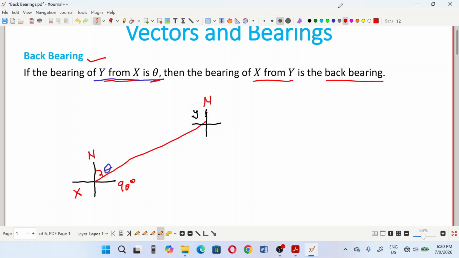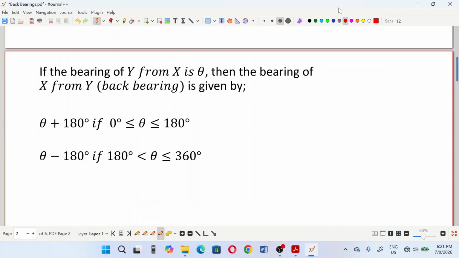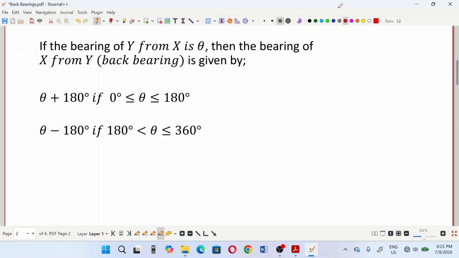Therefore, if I want to look at the bearing of x from y, because the one we drew is y from x, so if we want to look at this angle all the way here, then that is what we call the back bearing. Right, so let's continue and look at how to solve for back bearing. This is the diagram representation of the back bearing.